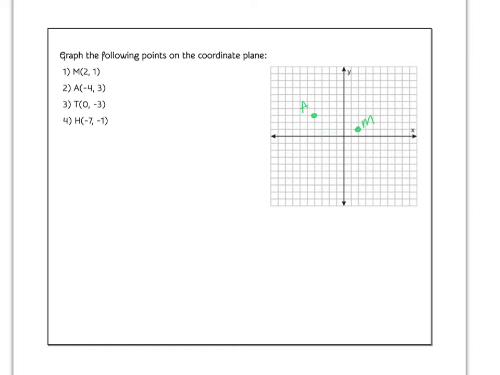Let's try another one. Let's try T. Why don't you guys go ahead, pause the video, graph T and H. So T would mean we go left or right 0, but we go down 3. So T should have been down here. And H means we go left 7, down 1. So again, when I count, I don't count where I start from. I count like this. 1, 2, 3, 4, 5, 6, 7, and then down 1. So it'd be right here for H. And I can always go back and erase my little counting stuff.